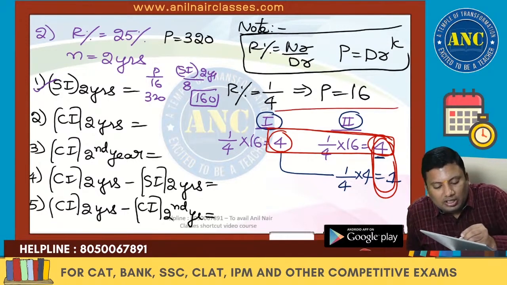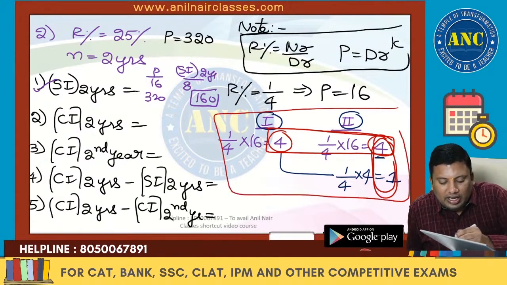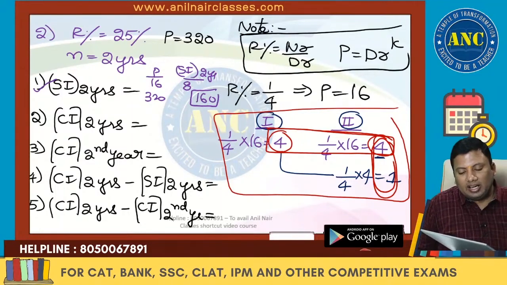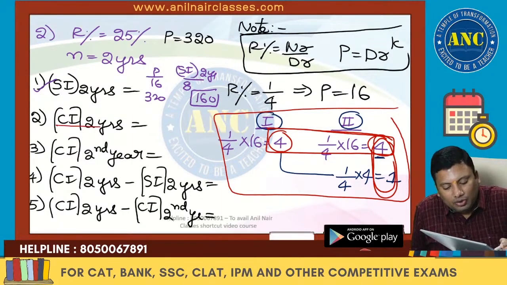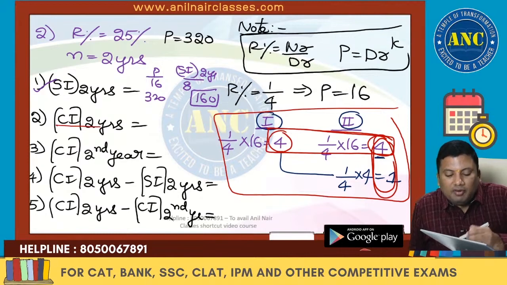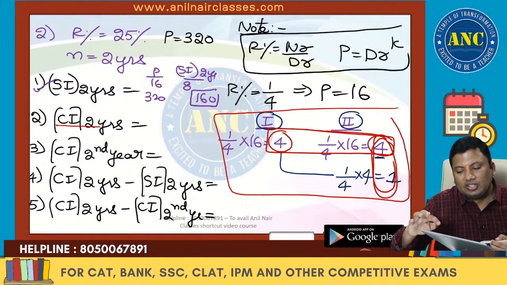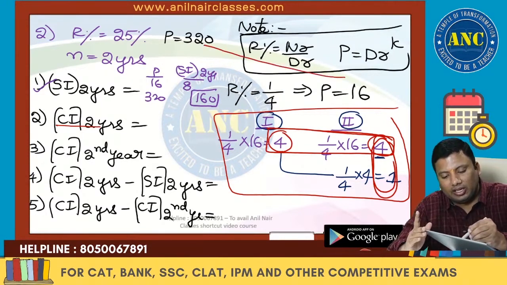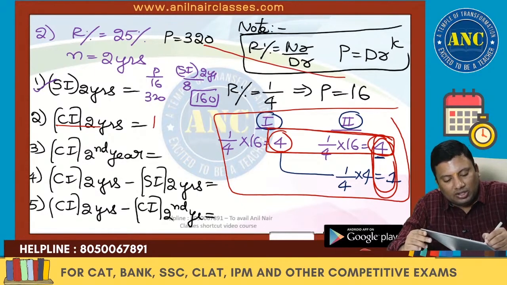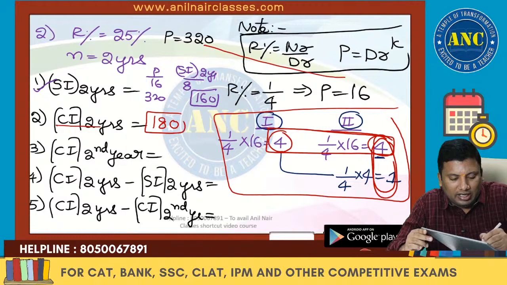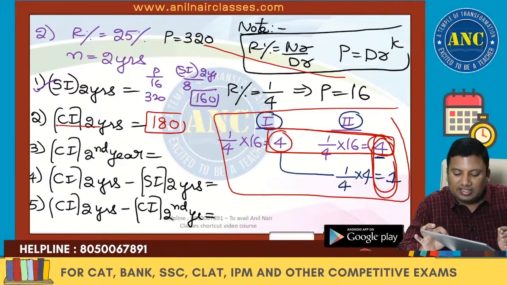This total is nothing but CI for 2 years. I hope it is clear. Now, CI for 2 years is 4 plus 4 plus 1, 9. 16 is becoming 320. 20 times 9 is 180. 9 20s are 180. Now CI for the second year.